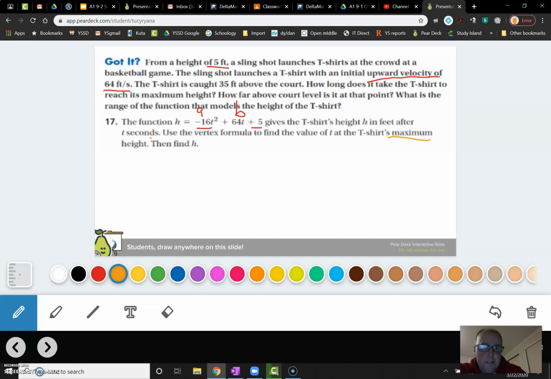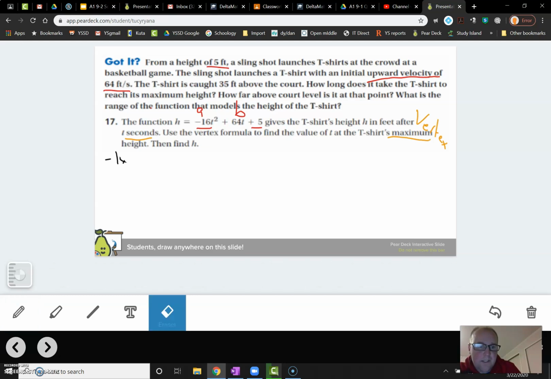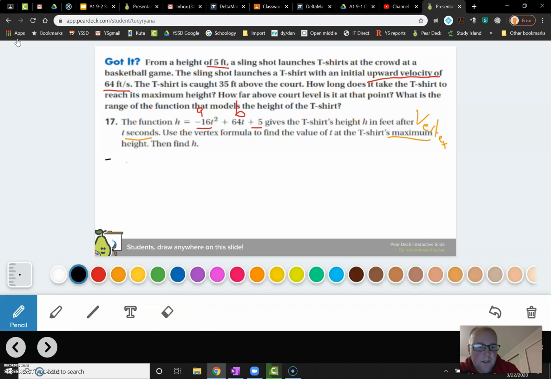Okay, alright. What do they want? Remember, that means vertex. Okay, so they're asking for the vertex. So what are we going to do? Same thing we have been doing. -b over 2a. Alright, so we get -64 divided by -32.